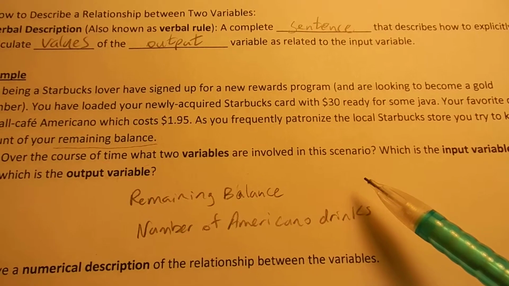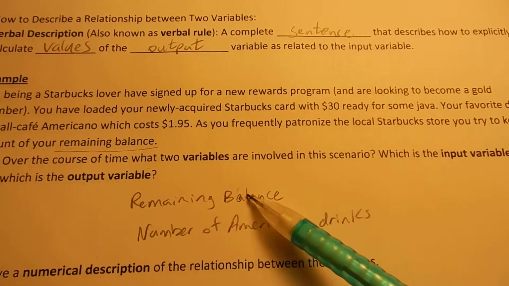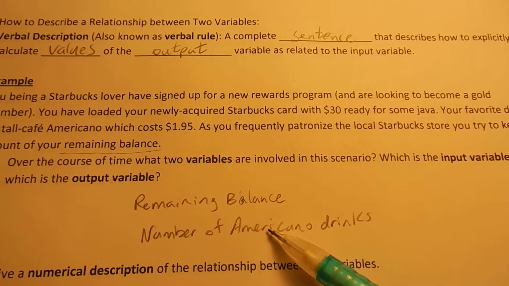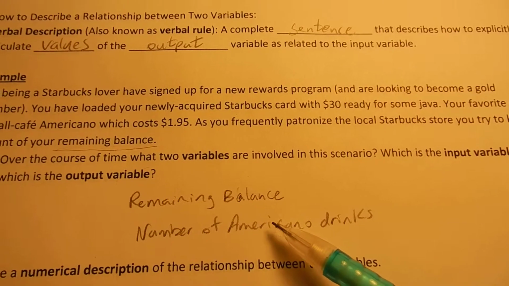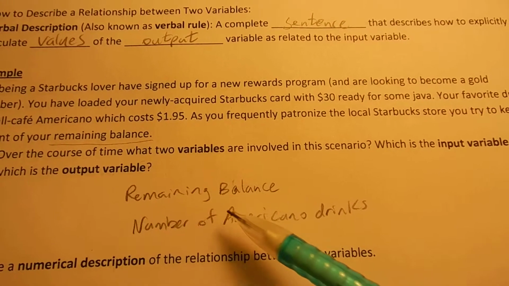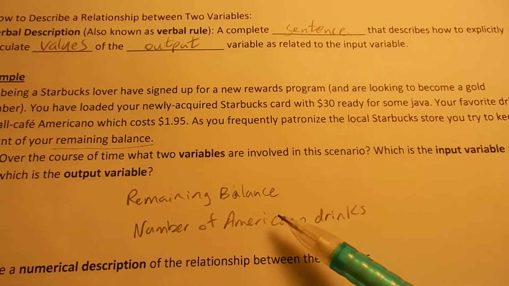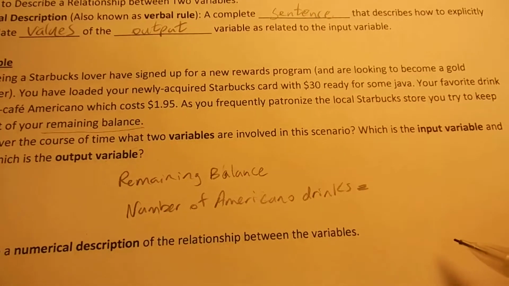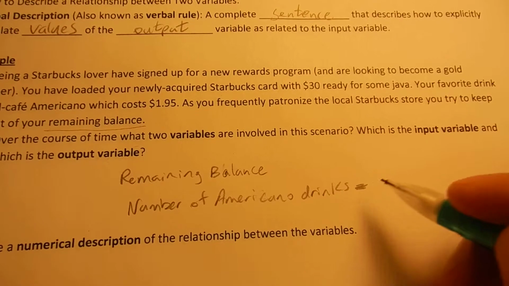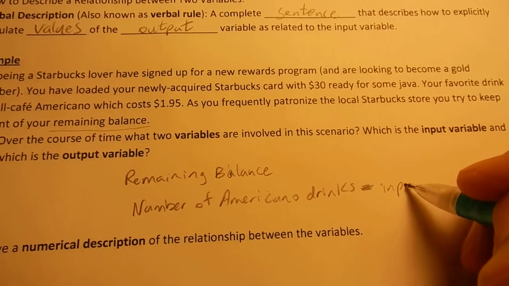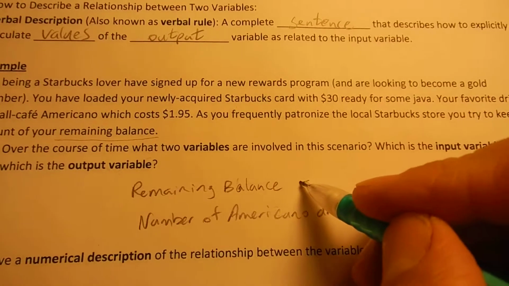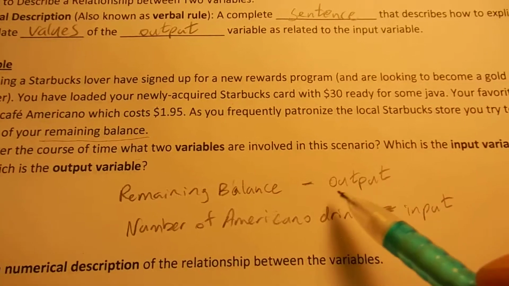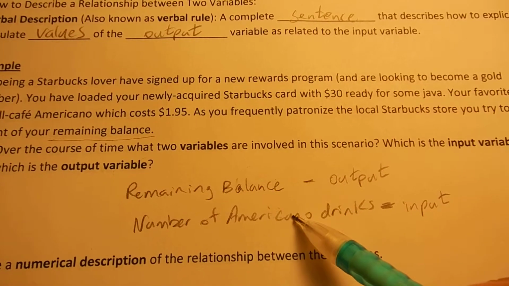Well, after some thought, hopefully you see that this remaining balance depends on how many Americano drinks you have purchased. And or when you're calculating the remaining balance, you first need to know what this number of Americano drinks is. So when you first calculate, you handle this number first, or this variable first. So this is what we call the input variable. And this was what we call the output variable, often called the dependent variable. So this depends on this.